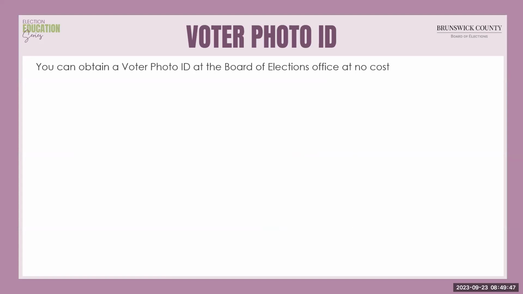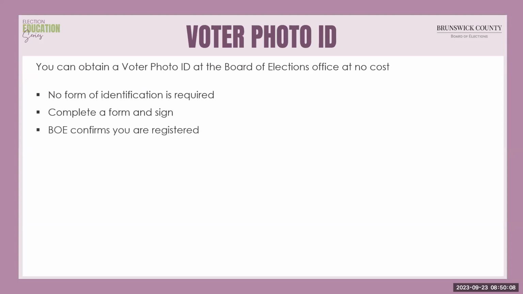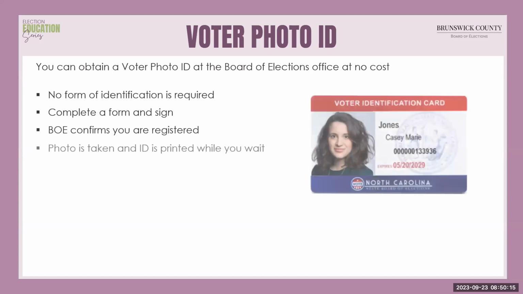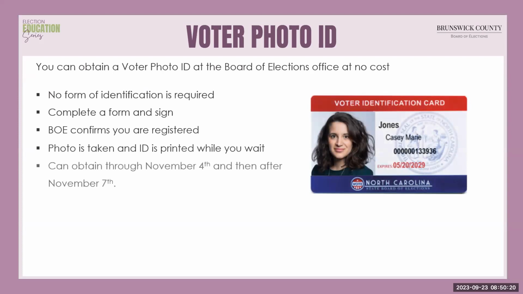Now, voters can obtain a free voter photo ID card at the Board of Elections office. No form of identification is required by the voter, but they are required to complete a form that includes their name, address, social security number, and their signature. That will be used to look up the voter in the voter registration database. As long as they are in the voter registration database as an active or inactive voter, their photo will be taken and the ID will be printed while they wait.